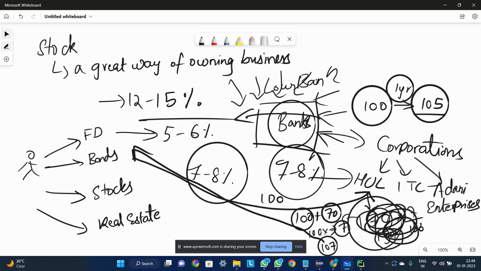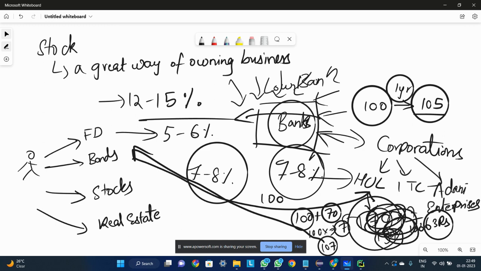And because they're returning 107 rupees, how much profit are they left with? They are left with 63 rupees of profit. Now the 63 rupees of profit is kept by the corporations, and out of that 63 rupees, some of the money is given out as dividends. You must have heard of dividends when it comes to stocks.